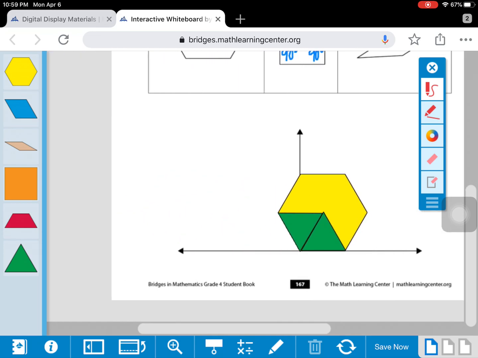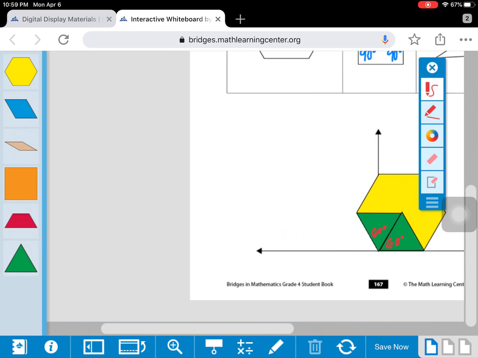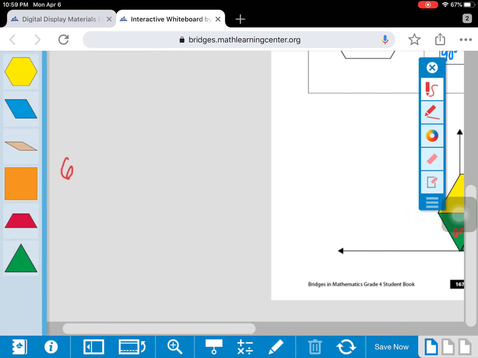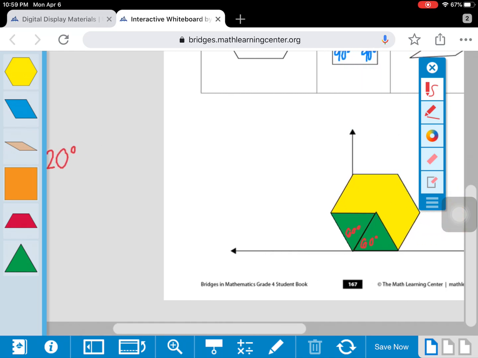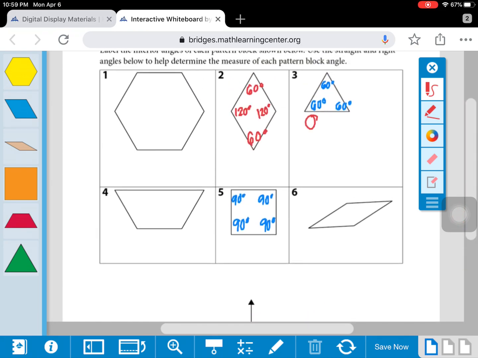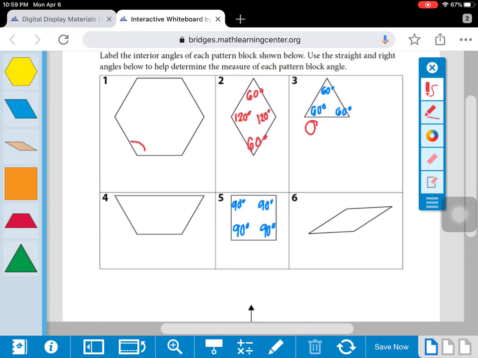So I'm gonna come down here and I'm gonna mark that. Oops, sorry, I have 60 degrees and 60 degrees. And if I were to come over here and do some math, 60 plus 60 gives me an angle measure of 120. So I'm gonna bring that back over here, go up to my hexagon and label, this is 120 degrees. 120, 120, 120.